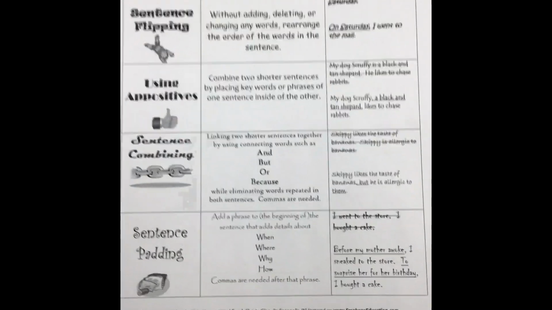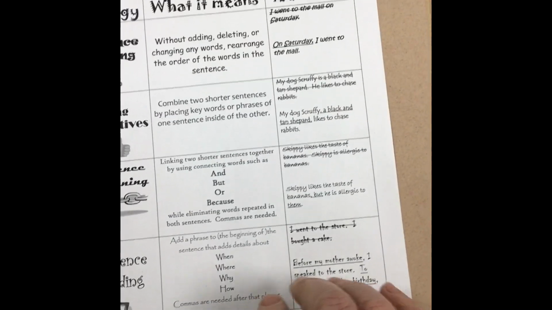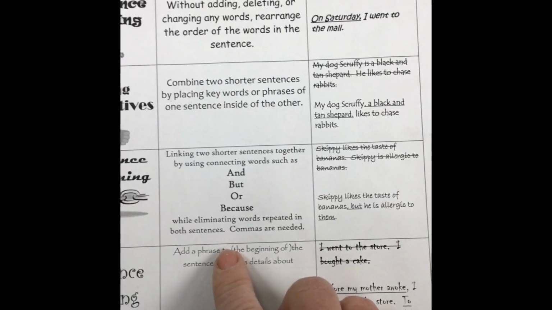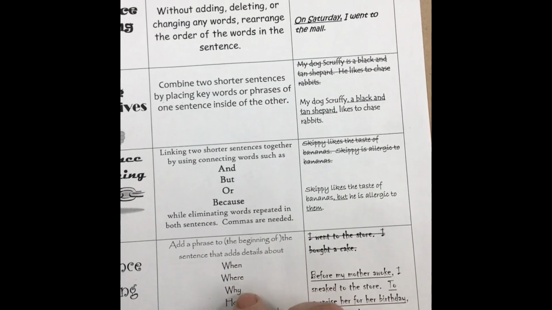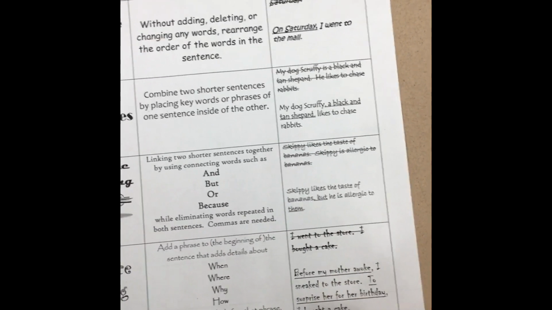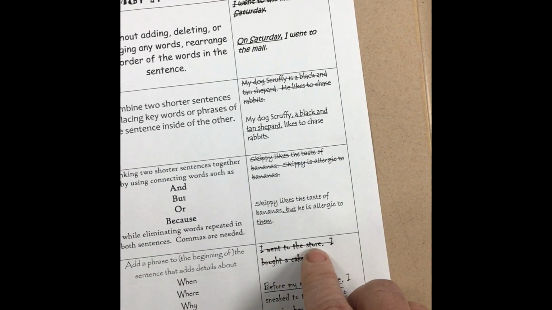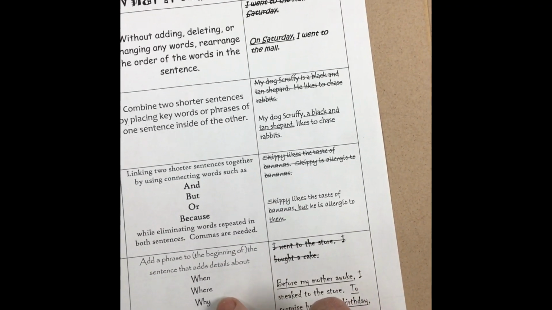The last technique that I should probably explain is sentence padding. If you write lots of short sentences, sentence padding is going to be helpful for you. And that's when you add a phrase to the sentence that tells me when, where, why, or how something is being done. I actually don't really like this example very well. Here are 2 short sentences. "I went to the store, I bought a cake." We don't know when, we don't know why.